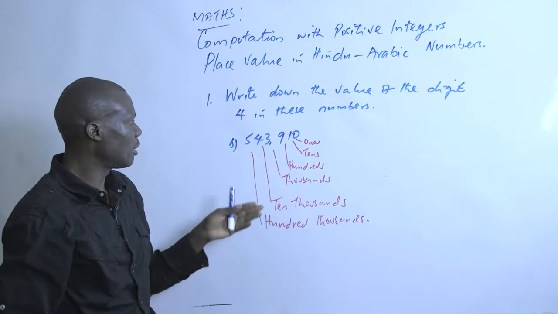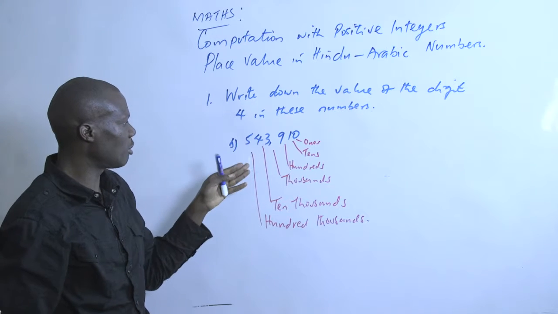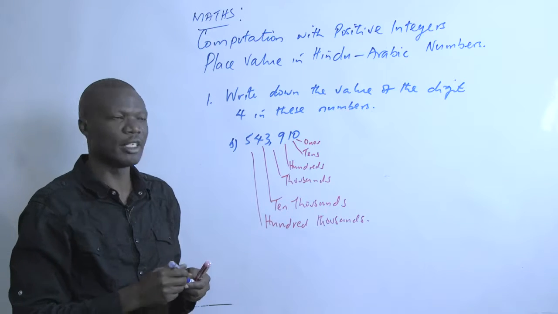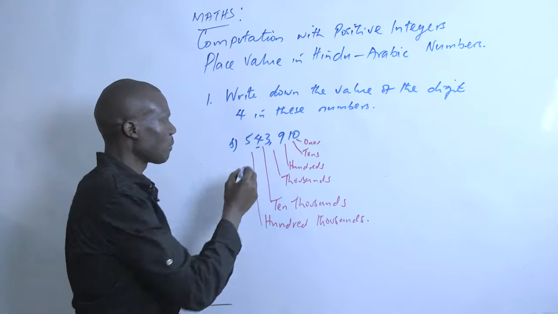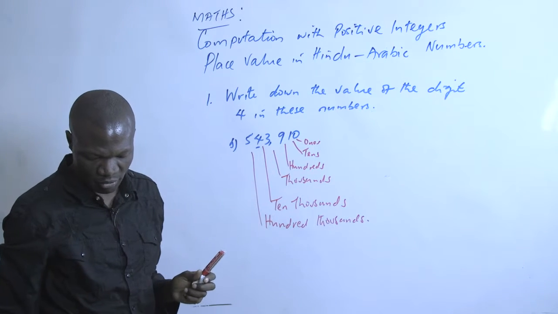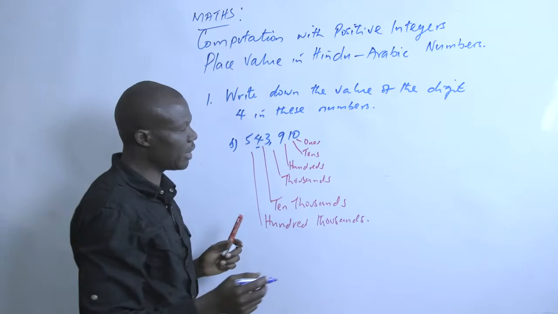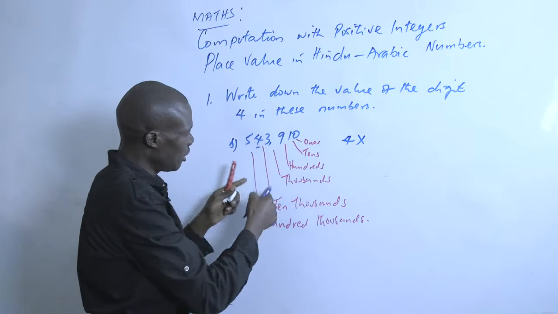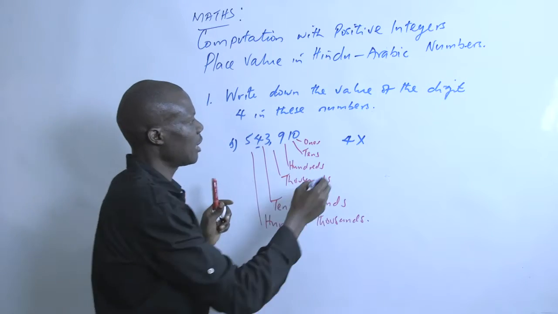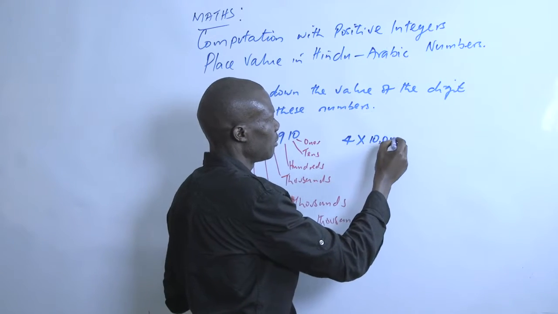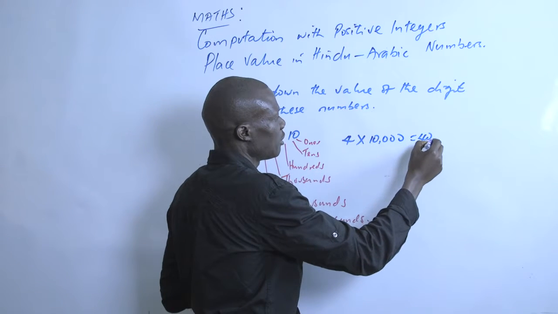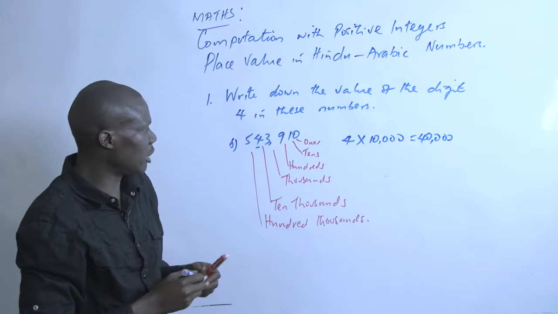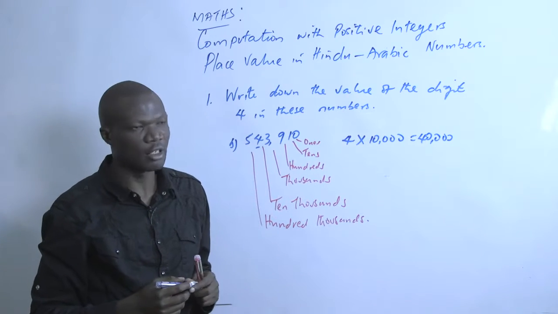That is the position of the digits with their values. Our interest is the digit 4. The digit 4 is where we have our interest, and you will find that the 4 will be given as 4 times its position, which is 10,000, which gives us 40,000. So the value of the digit 4 is 40,000.